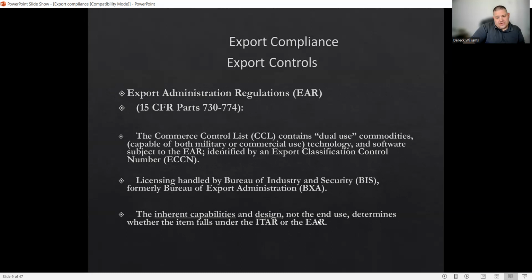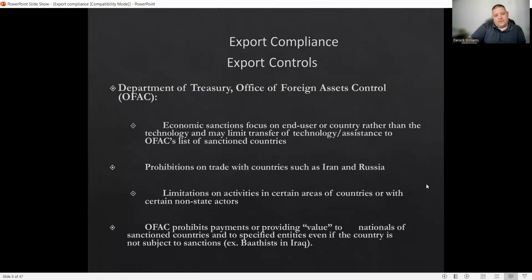Inherent capabilities and design, not the end use, determine whether or not the item falls under ITAR or EAR. You might have a product that is not inherently a defense item, but it has a certain capability or design that could be applicable as a defense item, and that might land it in the ITAR category. Otherwise it may land in the EAR, or in nothing if it doesn't fit in those categories.